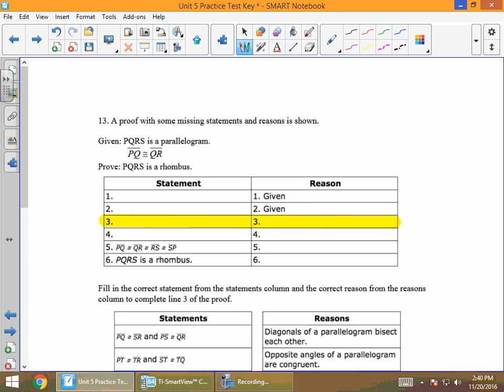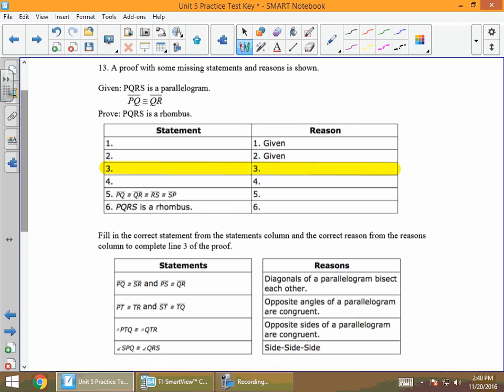Let's just look at the proof. That is question number 13. It says a proof with some missing statements and reasons is shown. It just wants us to fill in line 3. That's all we really care about in this one. But in order to do line 3, I'm going to have to do all the other reasons and statements. So I'm going to go ahead and start this proof.